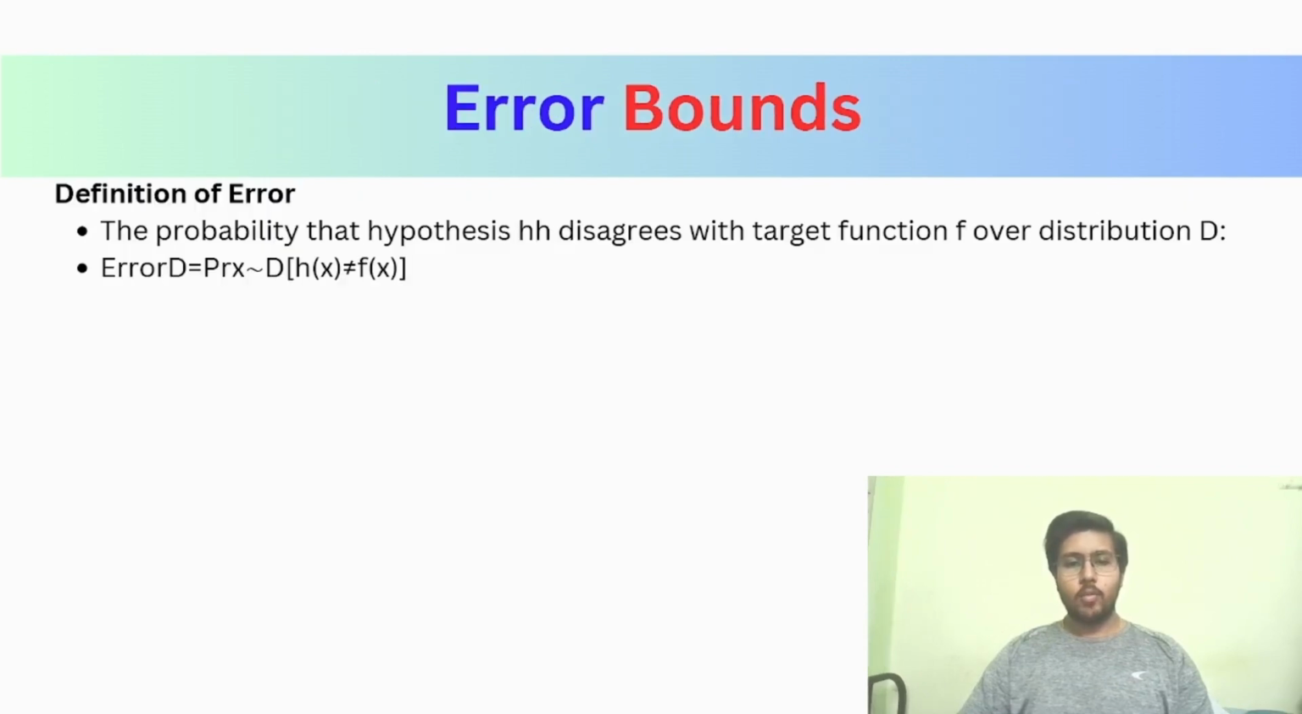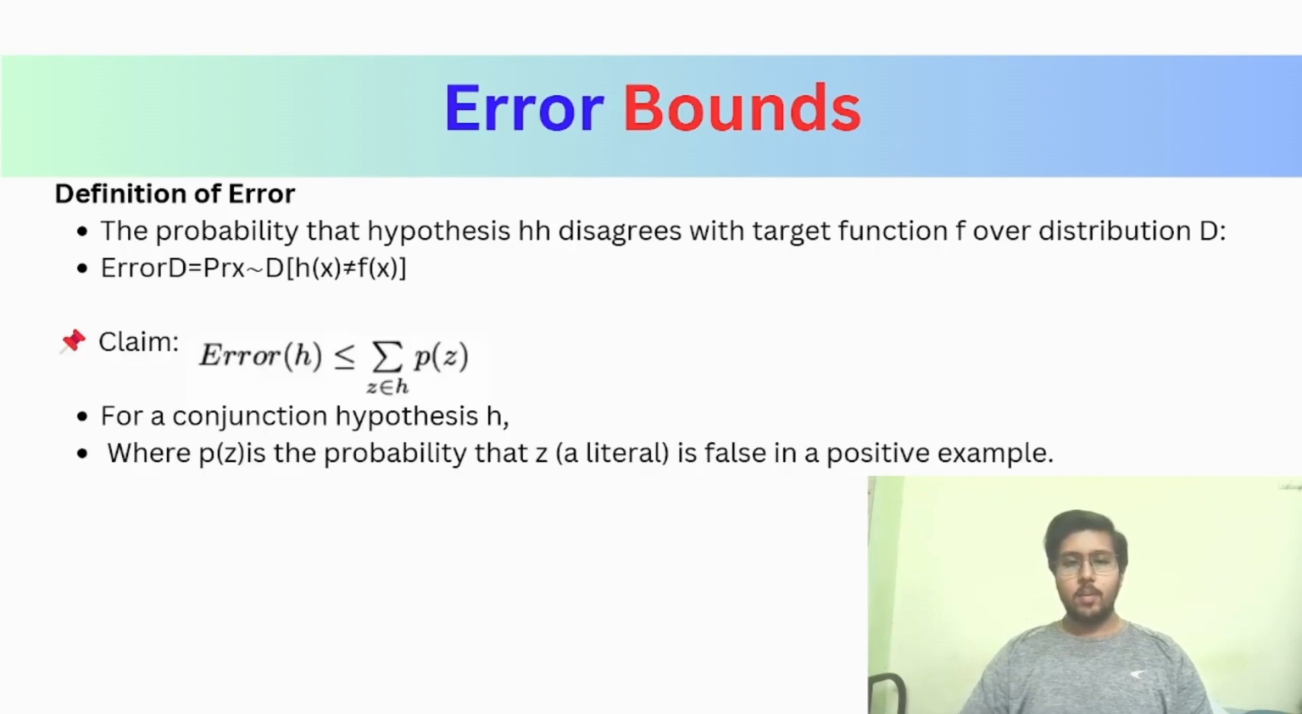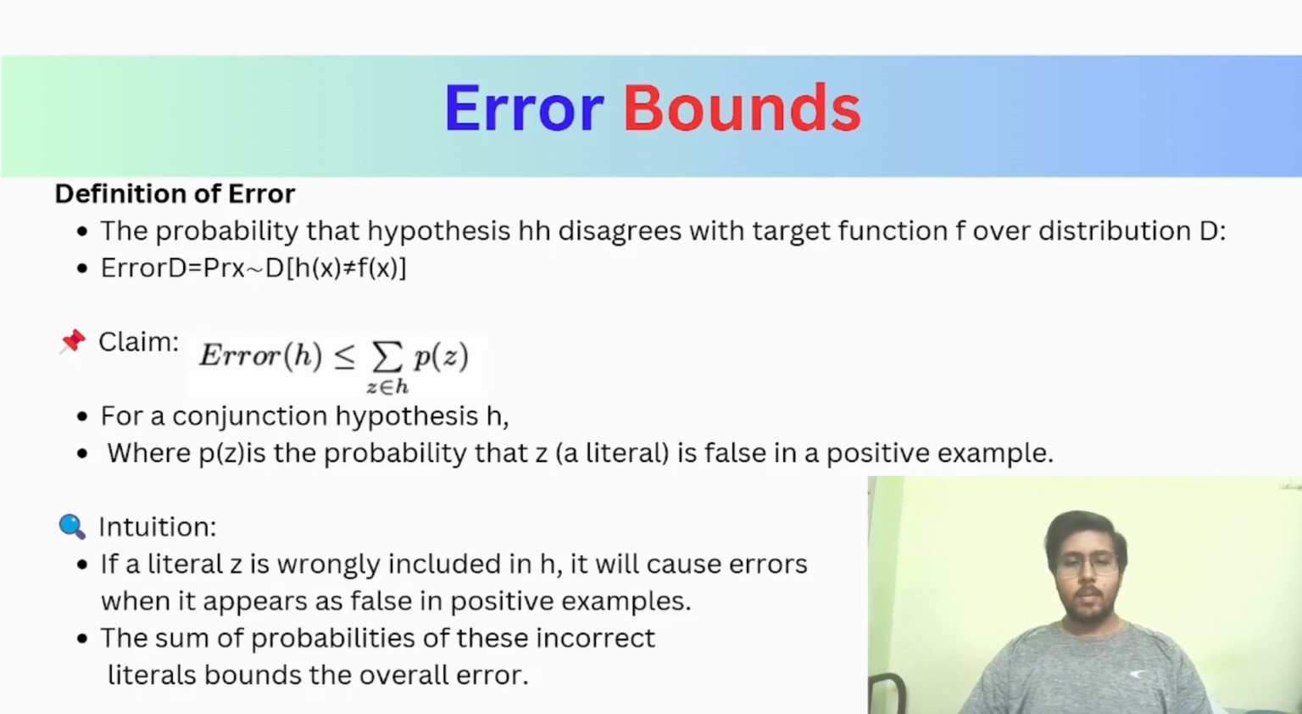We define the error of a hypothesis as the probability that it disagrees with the target. When sampling from distribution D, this error can be mathematically represented as the probability that h(x) differs from f(x). By bounding this error, we can establish guarantees on learning performance. If the probability of an error is controlled, we can ensure that with high probability, our hypothesis remains close to the target function.